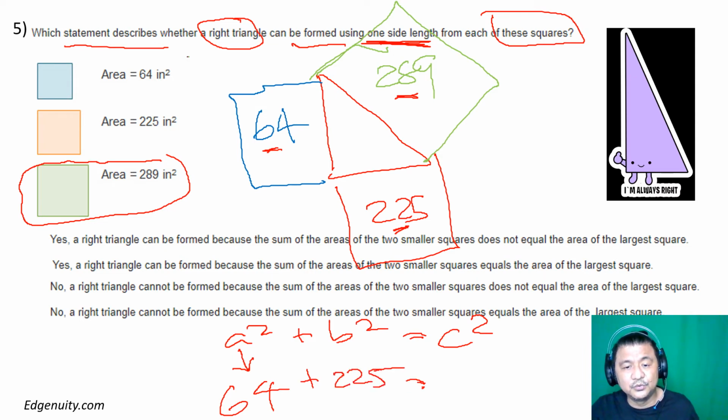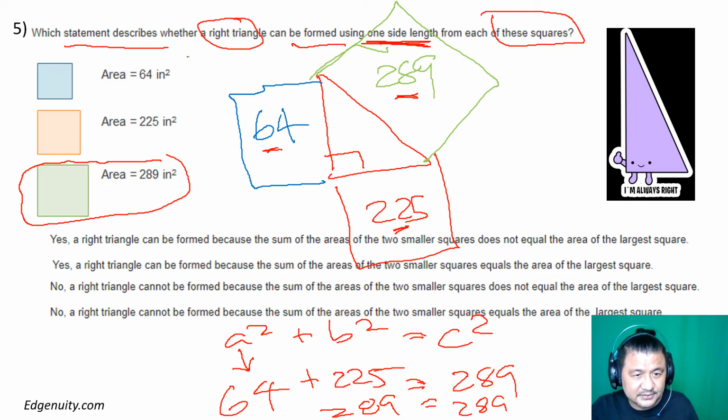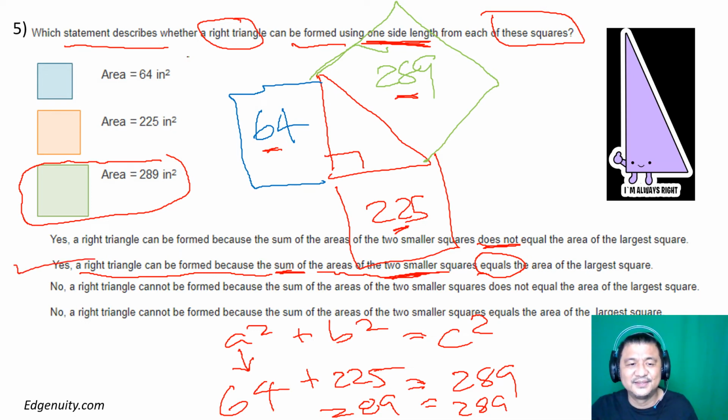It should be equal to 289. All right, add these two. 64 plus 225 is correctly 289. So it can be written as a right triangle. So put that square over there. So let's see. Yes, a right triangle can be formed because the sum of the areas of the two smaller squares equals the largest. This says does not. So this is the correct answer. It can't be you.